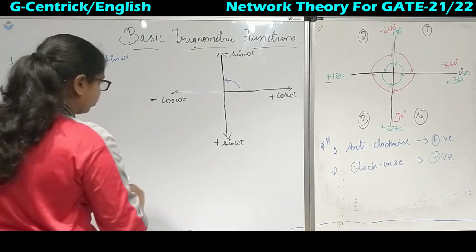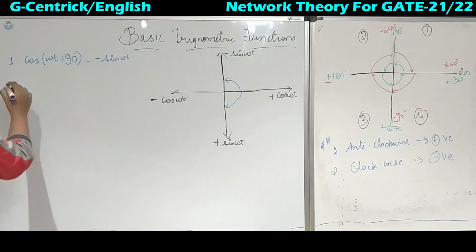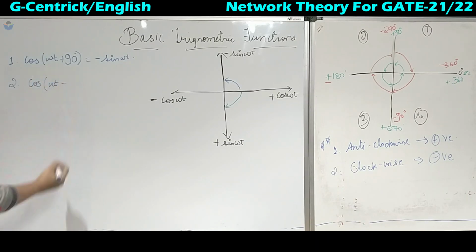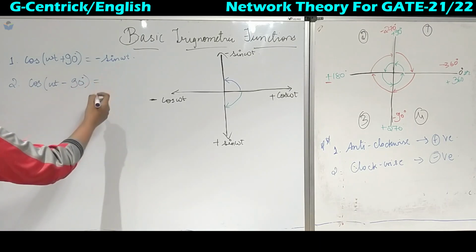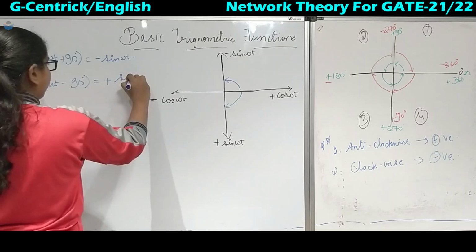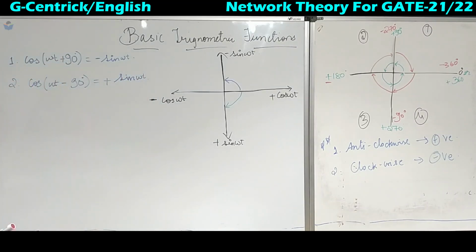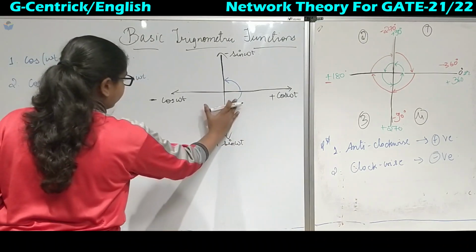Okay. Next I will move in the clockwise direction. So the second formula, what will I get? When I move in the clockwise direction, the angle will be negative. So this is minus 90 degree. So what will I get here? Positive sin omega t. Okay. So this is in this case. Now from here, okay, I will rub this one.